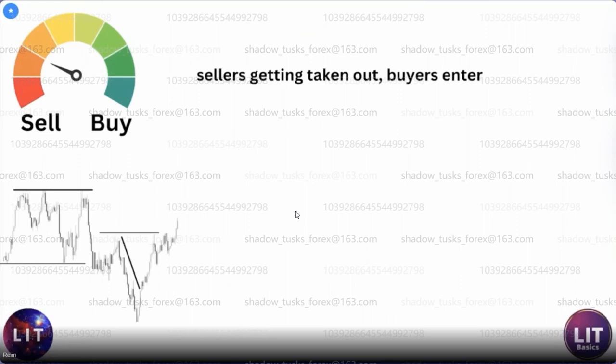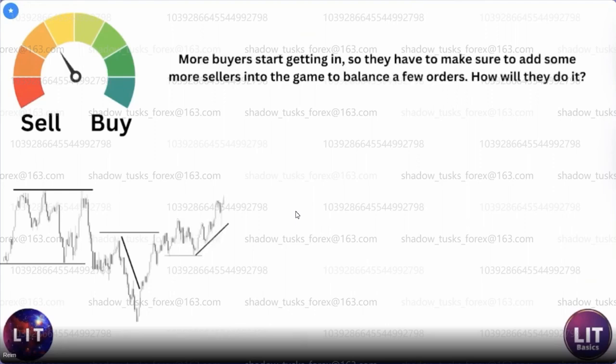But again, not every seller is stopped out. It does maybe take seller stop losses up here. Maybe they opened their positions in here. They're still in there, whatever they did. And at this point, a few sellers getting stopped out and buyers enter. So this meter is about to change slowly, right? So more buyers are starting to get in. So they have to make sure to add some more sellers into the game to balance a few orders.